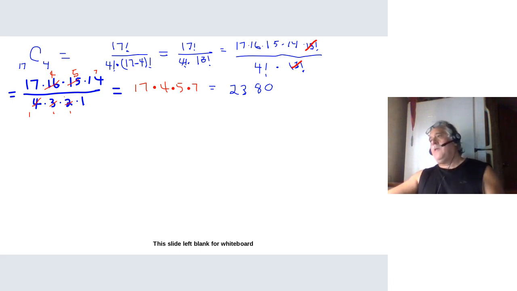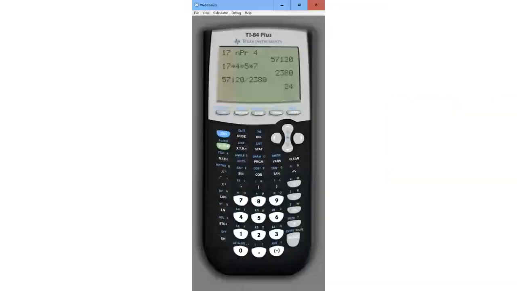All right, and just to make sure, let's go back over to the calculator and, oops, you got to put in the number first. So we're going to put in 17, and then I'm going to go to the math probability. And this time I'll do the combinations. And then it was 4. See the 2380, you get the same thing. So there's nothing wrong with using that calculator for this.